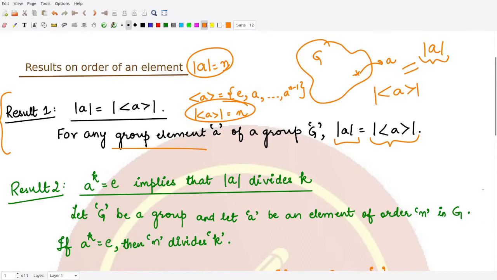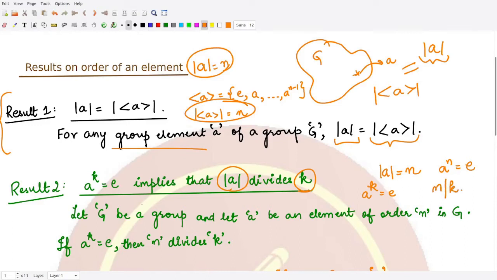Next, let us move on to the second result. The second result tells us that if a to the power k is equal to e, then this implies that the order of a divides k, right? Remember, the order of the element a was equal to n in our previous case. So now we want to prove that if a to the power n is equal to the identity element, and we also have a to the power k equal to e, then n would divide k. So this is the result here.